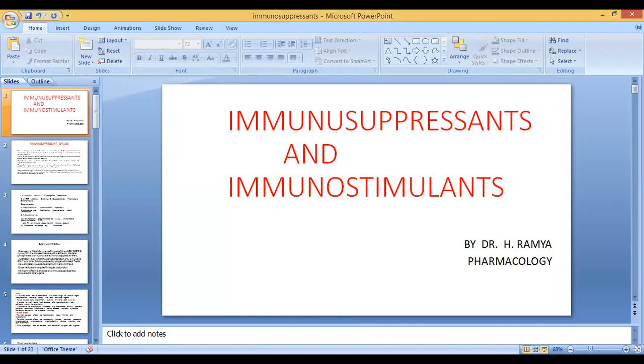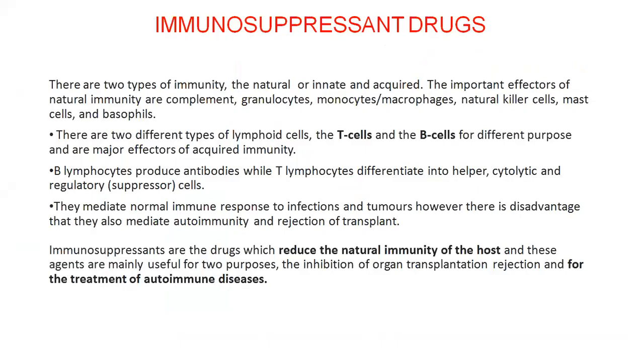Let's learn what are immunosuppressants and immunostimulant drugs. What are immunosuppressant drugs? Basically, there are two types of immunity, the natural or innate type of immunity and acquired type of immunity. The important effectors for natural immunity are granulocytes, monocytes, macrophages, natural killer cells, mast cells, and basophils. As you all might know, there are two different types of lymphocytes, T cells and B cells. They have different purposes for the major effects of acquired immunity.